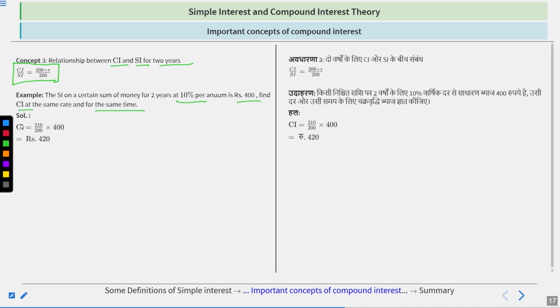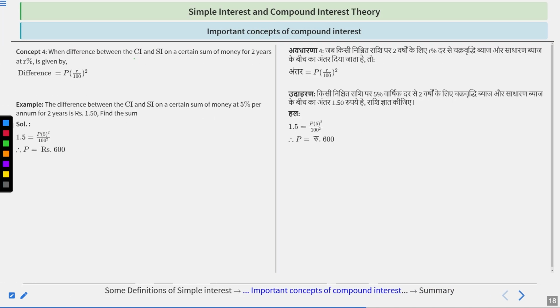Clear? So the compound interest will become 210 because the rate of interest is 10%. So 200 plus 10 upon 200. Clear? And we need to calculate CI. So we can multiply by SI on that side. SI is 400, it is given in the question. So 210 upon 200 multiplied by 400 is 420. Clear? Next.